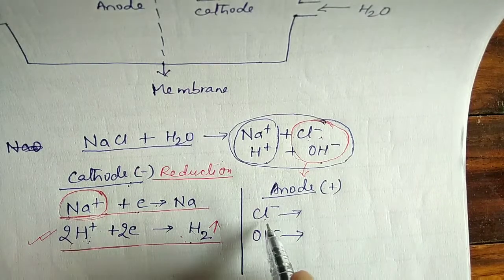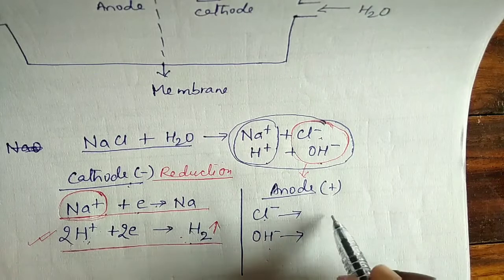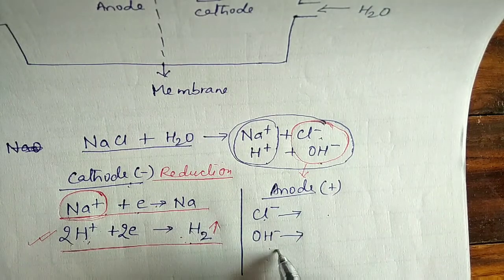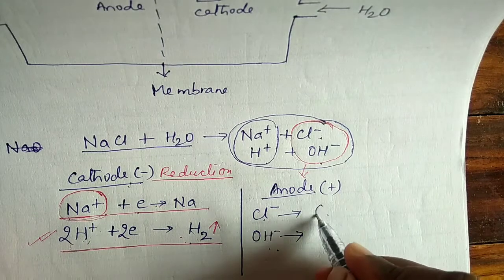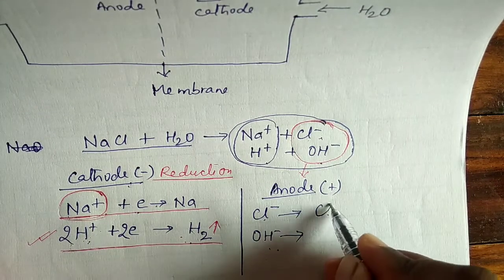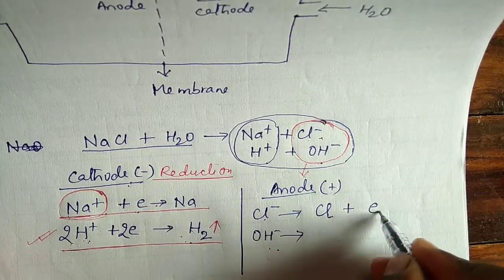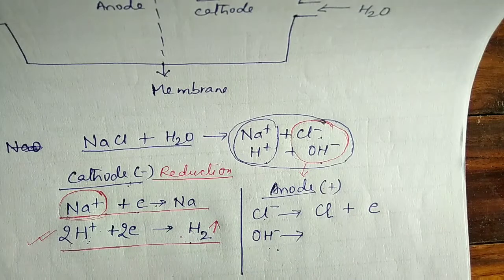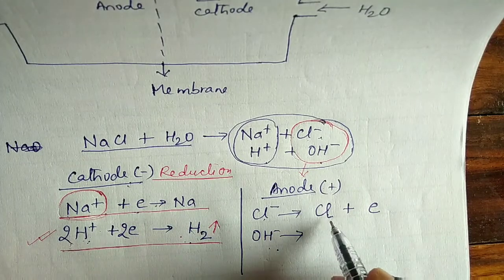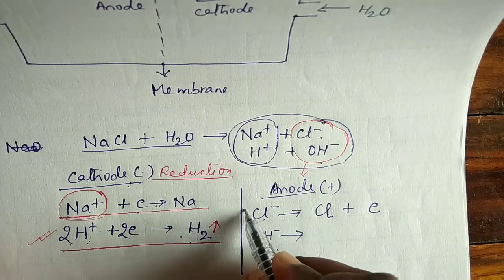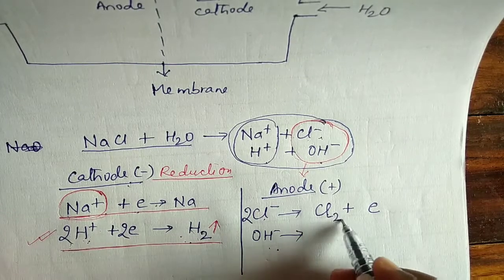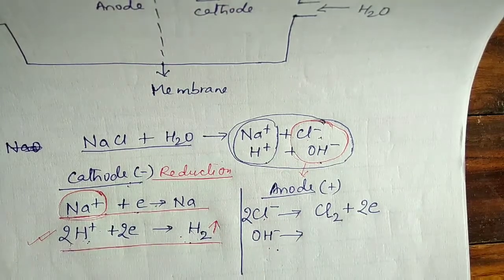What are the two possible reactions? Oxidation of chloride ion takes place, and oxidation of hydroxide ion occurs. If chloride ion is oxidized, then Cl minus will lose an electron and form a chlorine atom. You know that a chlorine atom is not stable, it must be in the form of molecules. So you have two Cl, a Cl2 molecule, and this is the possible reaction for chloride ion.